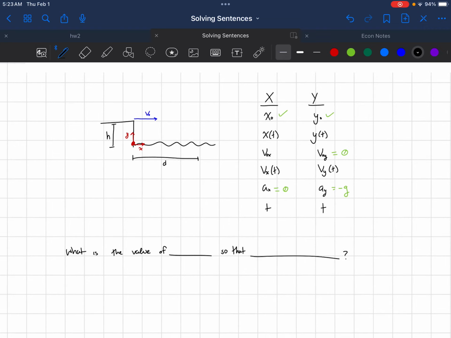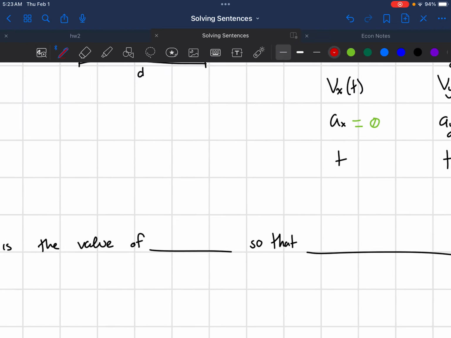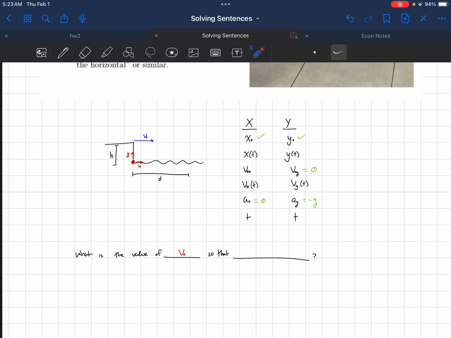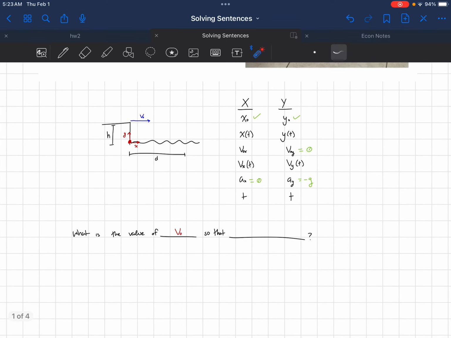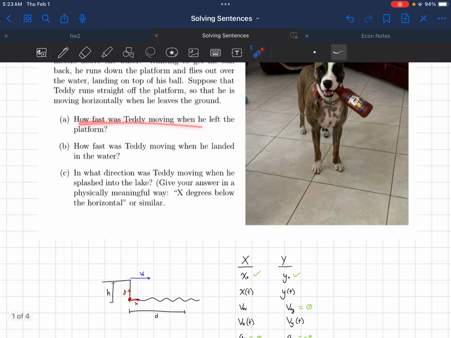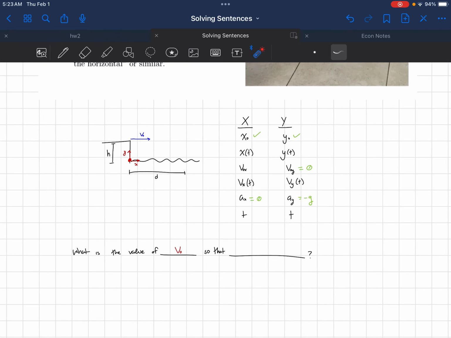When it's "what is the value of blank," it's what am I solving for? This one's pretty easy. What is the value of v naught? In the end, I will write v naught equals and circle that answer, and that will answer how fast Teddy was moving when he left the platform. But now it's a little bit trickier to figure out what is happening. What do I want to happen after we leave the platform as a result of this specific initial velocity?